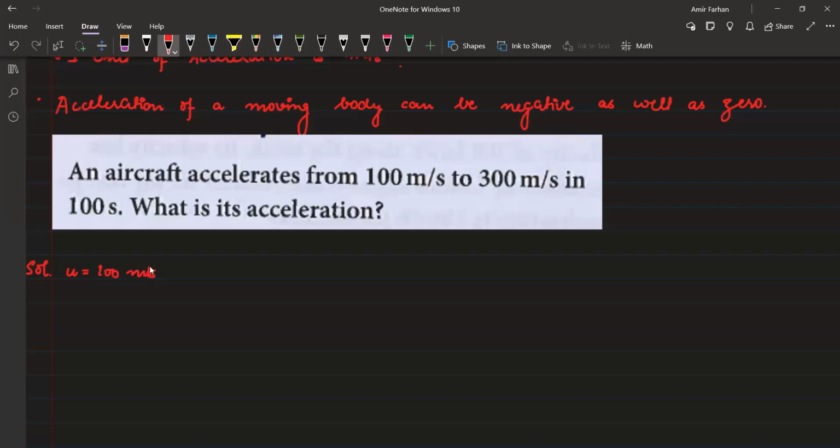V is the final velocity. It means the object has completed the motion. And the time taken will be 100 seconds. So acceleration is final velocity minus initial velocity divided by time. So it is 300 minus 100 divided by 100. So it is 200 divided by 100. So this comes out to be 2 meter per second square.